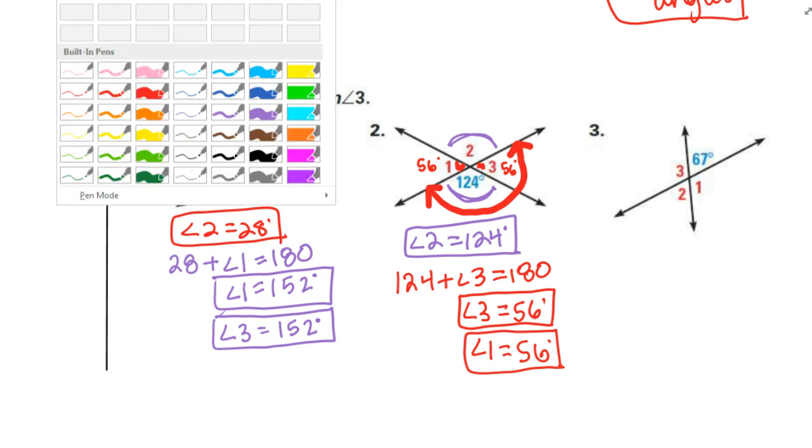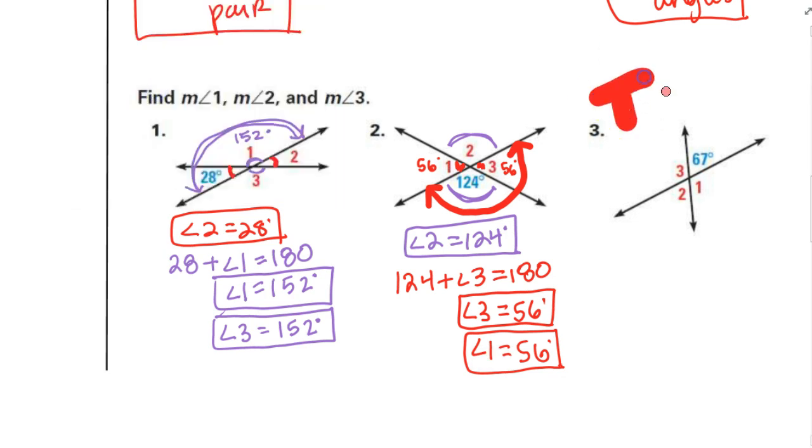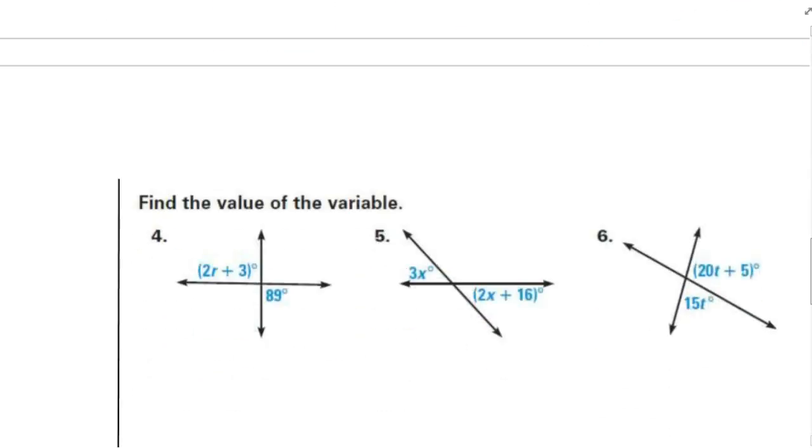So what I want you to do is try number 3 and have that done and bring that into class. You could pause it and do it now, you could do it at the end, whatever works for you, just have it done when you come to class. All right, let's keep going.